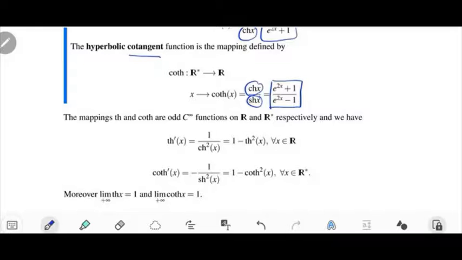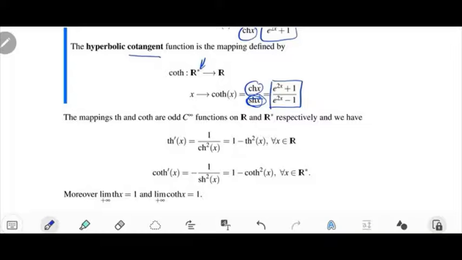Since ch x is even and sh x is odd, then both these functions are odd functions, and they are C infinity, and they are defined on R. I mean, the tangent is defined in R, but the cotangent is defined in R star, because you cannot have sh x equal to 0 in the denominator.